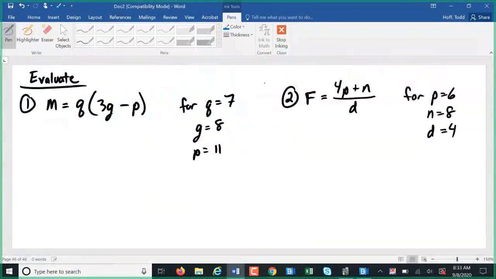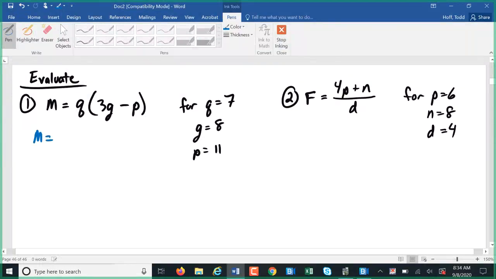Okay, let's take a look at these, see how we're doing so far. Each of these you're asked to evaluate. When you're asked to evaluate, that means you're given a formula and then you're given numbers for the variables, or the letters in that formula. So you need to replace the letters with the numbers and then proceed with your order of operation. So the first one here, m equals q times 3g minus p.